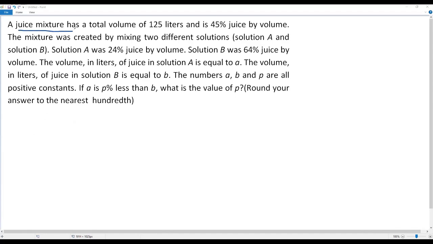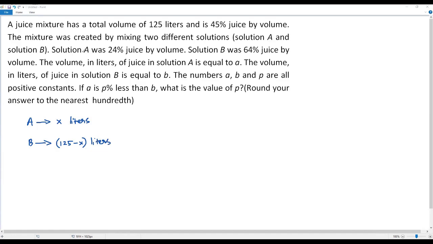Here we have a juice mixture which has a total volume of 125 liters, and this mixture was created by mixing two different solutions, solution A and solution B. Okay, now let me assume from solution A, it has been taken X number of liters. Then how many liters they would have taken from solution B? To know that, we have to subtract this X from the total volume 125. Then we get 125 negative X liters. Let me write over here.